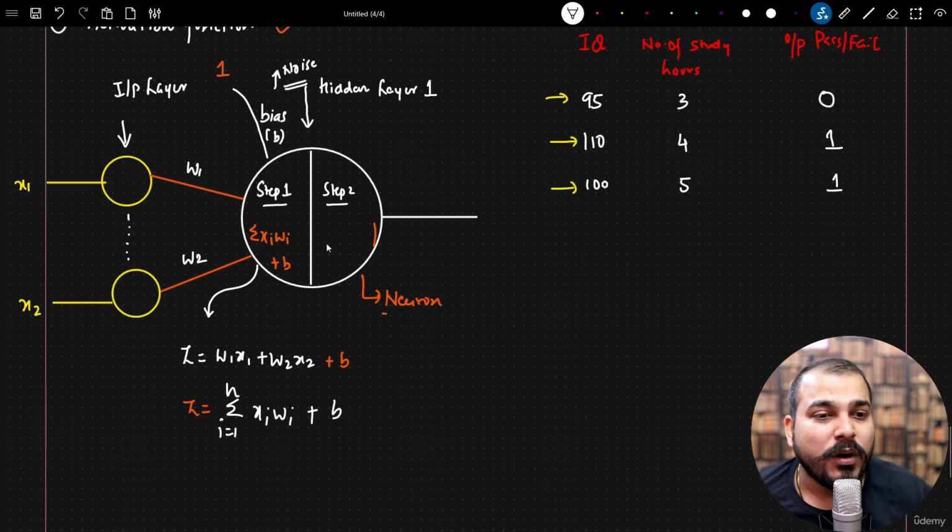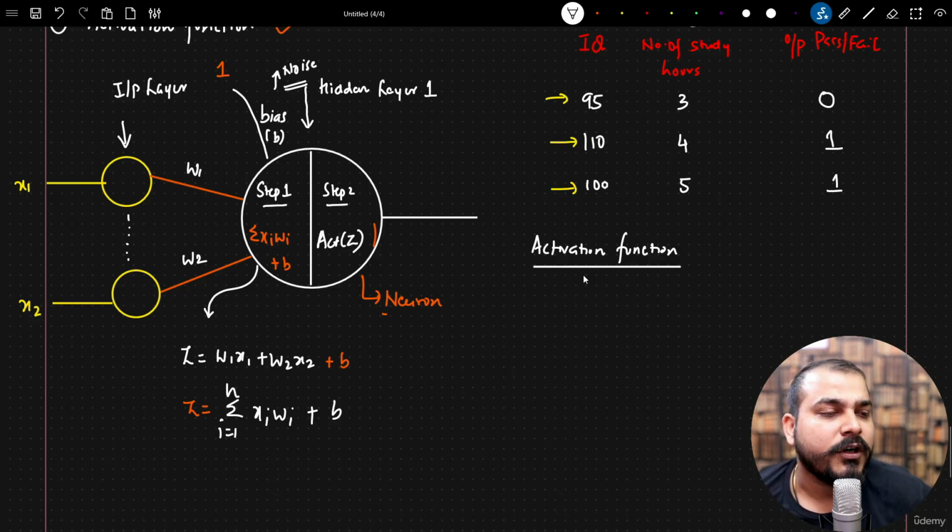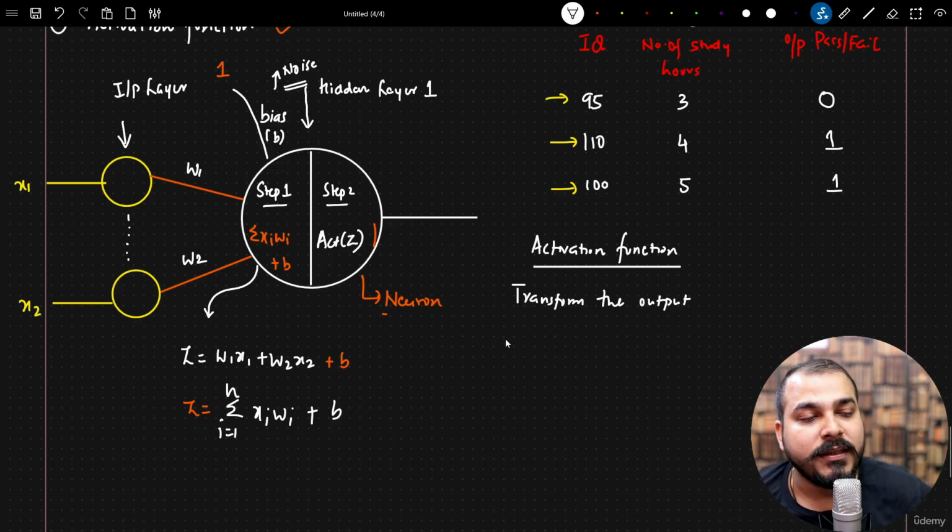Now in step 2, what happens is that we get this Z value. On top of Z, we apply an activation function. Now what exactly is the activation function? The main aim of the activation function is to transform the value. So here let me write it, activation function, and we'll be learning about different activation functions. Activation function basically transforms the output between some values. Let's say between 0 to 1 or between -1 to +1, right?